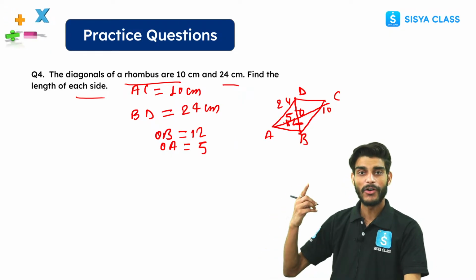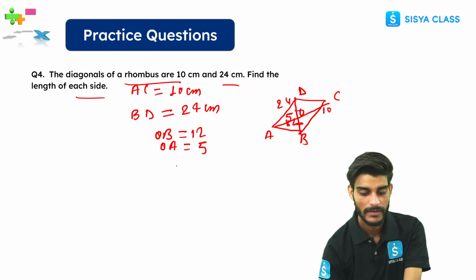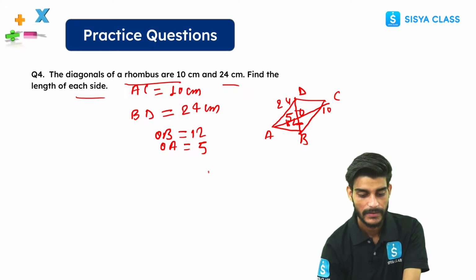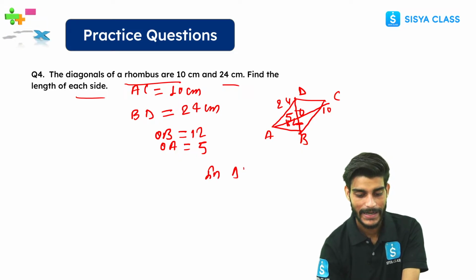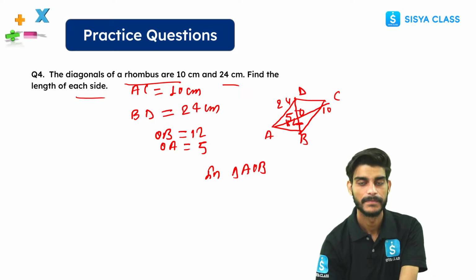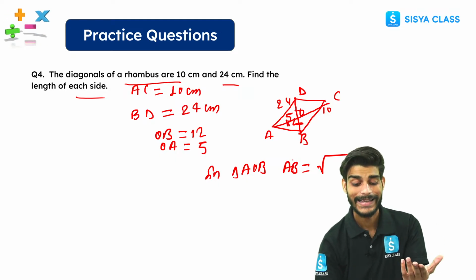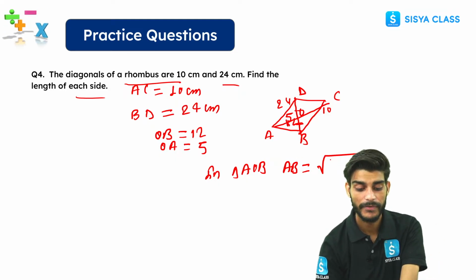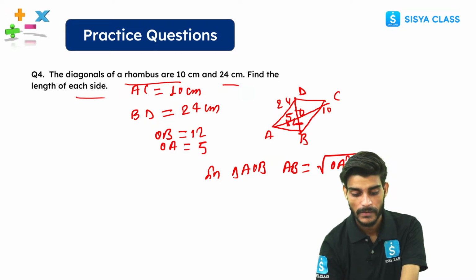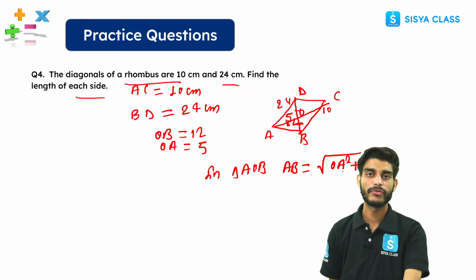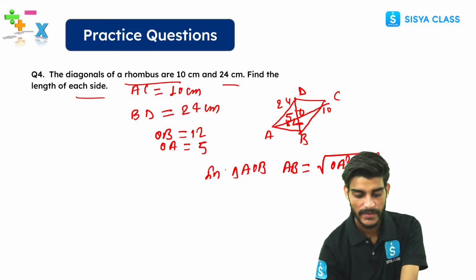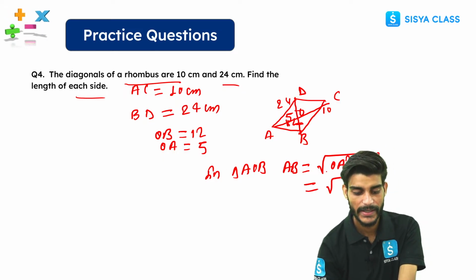So now you remember the Pythagoras theorem here. In triangle AOB, apply the Pythagoras theorem. So AB is the hypotenuse here. So AB equals the square root of OA square plus OB square. Can I write like this? OA square plus OB square. Obviously you can, sir.